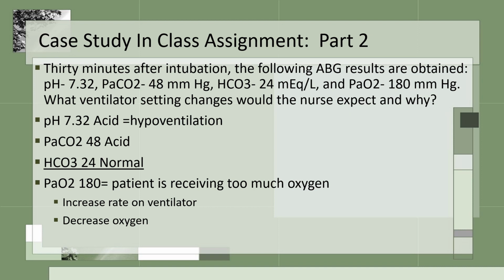And then here's part 2. 30 minutes after intubation, the following ABG results are obtained: pH 7.32, PaCO2 of 48, bicarb of 24, and a PaO2 of 180. What ventilator settings would the nurse expect to change and why?